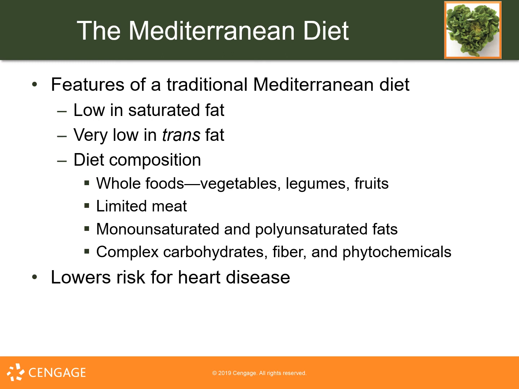The Mediterranean diet has lots of research showing many health benefits. Some traditional features of this diet include being very low in saturated fat and very low in trans fat, and the diet composition really emphasizes whole foods like vegetables, legumes, and fruits. It limits meat consumption, incorporates monounsaturated and polyunsaturated fats, as well as complex carbohydrates, fiber, and phytochemicals. It does help lower the risk for heart disease.